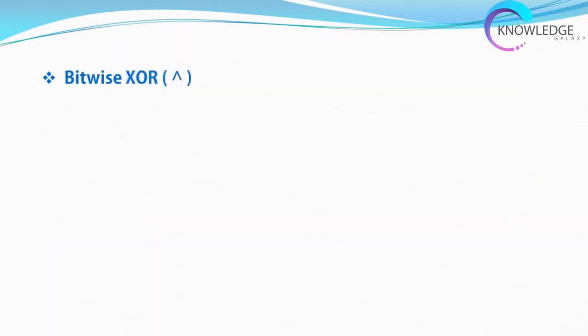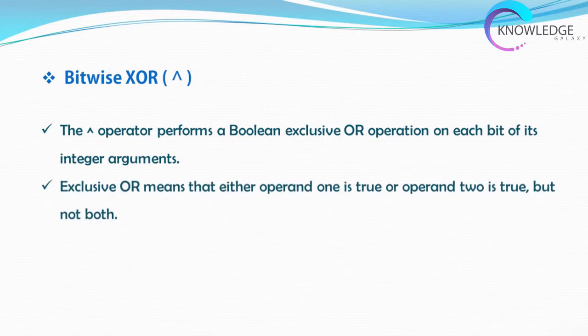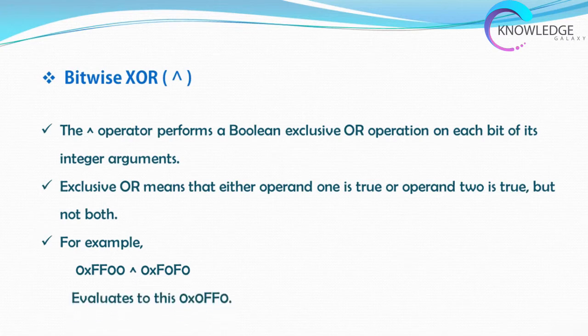The next bitwise operator is XOR. The XOR bitwise operator performs a boolean exclusive OR operation on each bit of its integer argument. Exclusive OR means that either operand 1 is true or operand 2 is true, but not both. For example, we have this example with XOR operator. When you execute this, you will get this hexadecimal value, right?